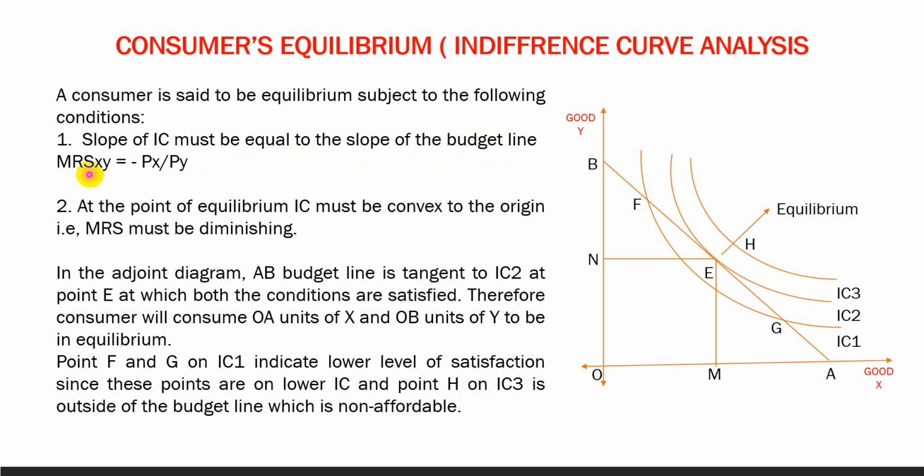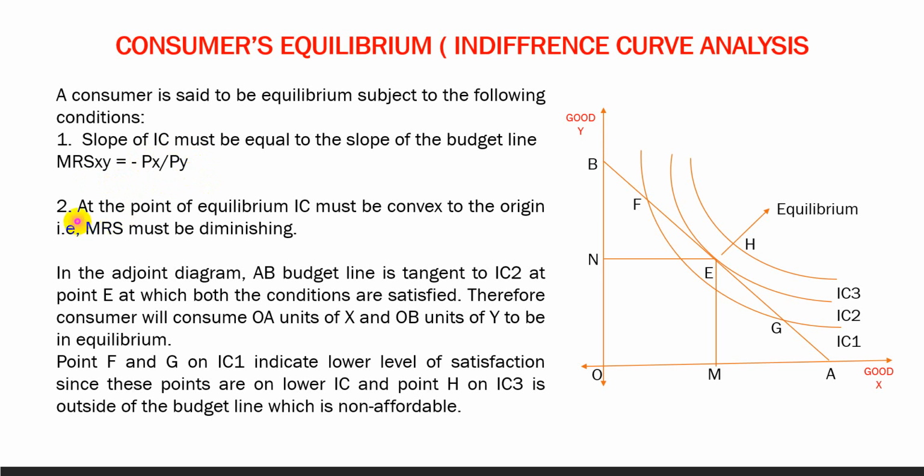That is, MRS XY is equal to the slope of the budget line, minus Px by Py. MRS XY is the slope of the indifference curve, and Px by Py, that is the ratio of the prices of the two goods, is the slope of the budget line. So the first condition is MRS XY must be equal to the ratio of the prices of the two goods.